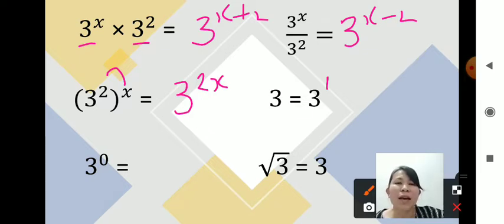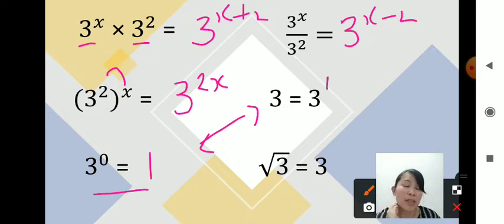And the next one, any number to the power of 0 is equal to 1. Okay, please take note. These two are different, yeah? Any number has power 1. Okay, this means any number to the power of 0 is equal to 1. Okay, sometimes you need these properties in order to solve problems.